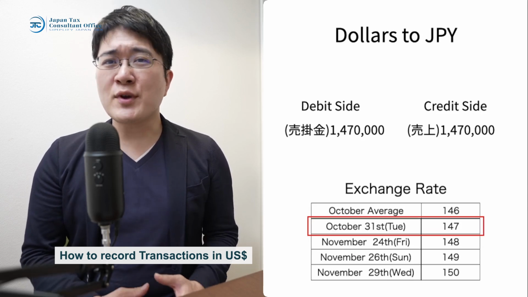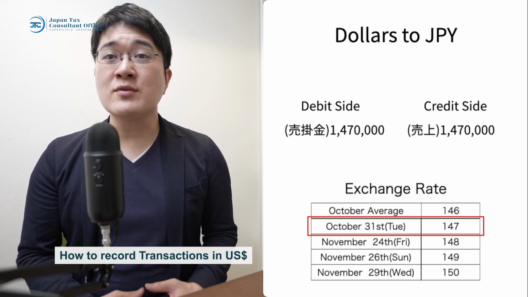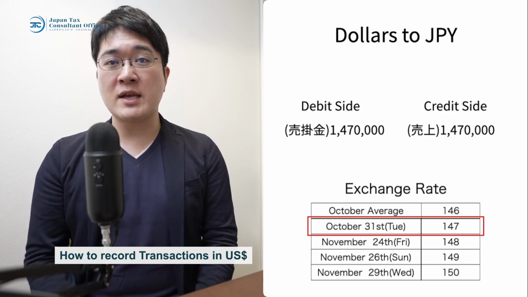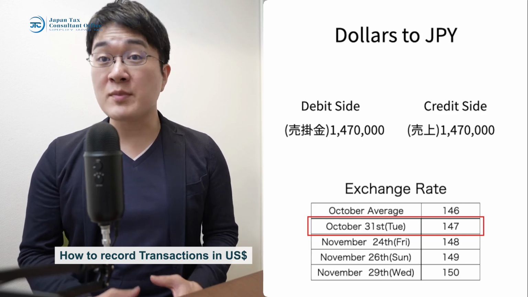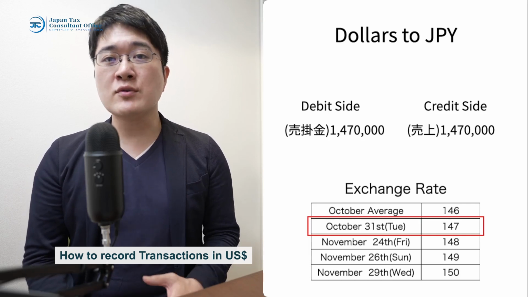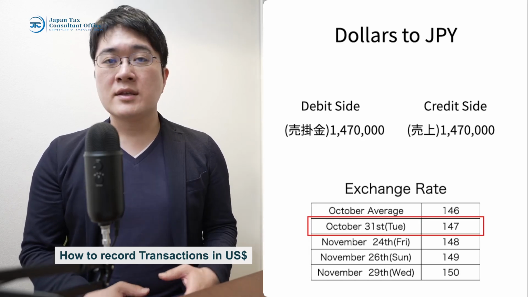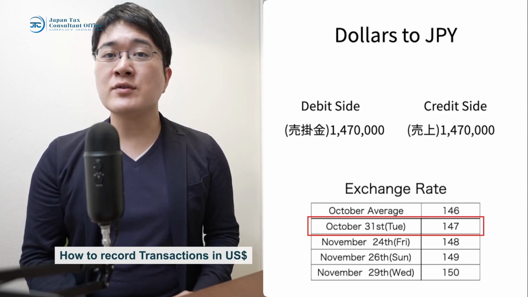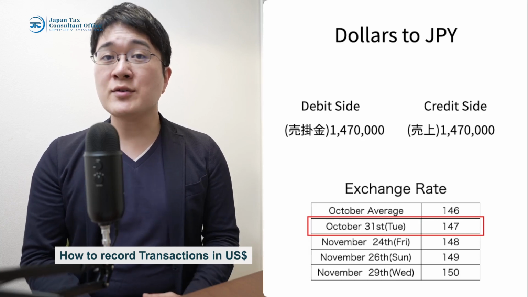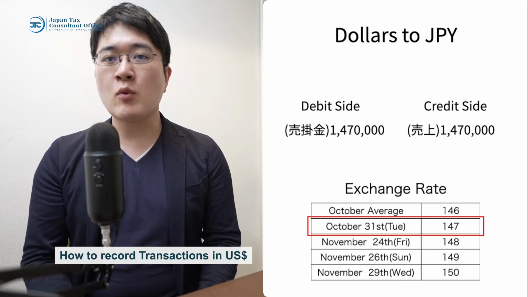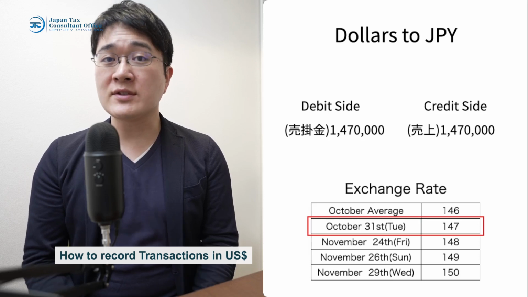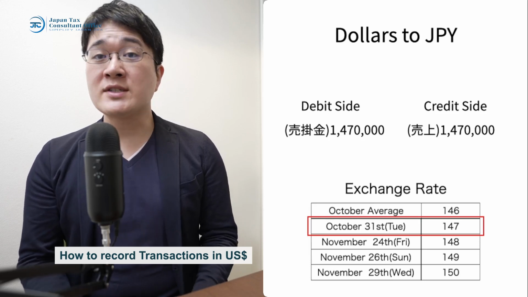If checking the rate every time seems tedious, you can use the rate from the previous month's end or the current month's beginning. For example, if you use the last month's end date, it's 147. In this case, 売掛金147万円、売上147万円. Accounts receivable 1,470,000 yen, sales 1,470,000 yen.